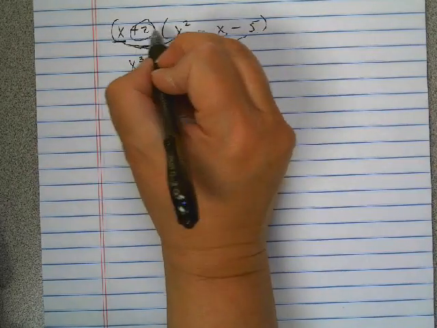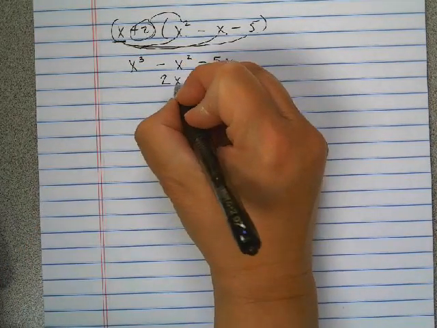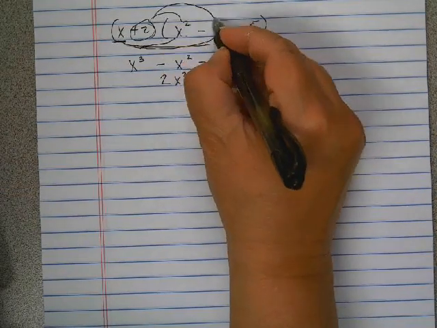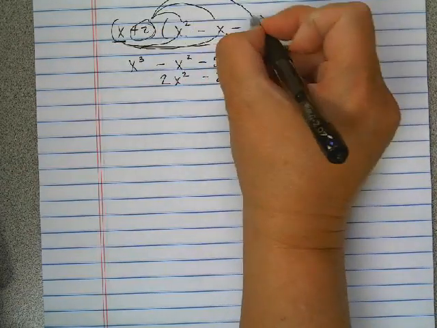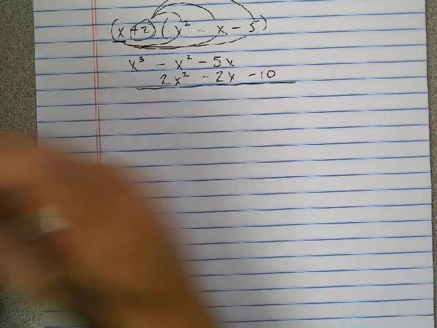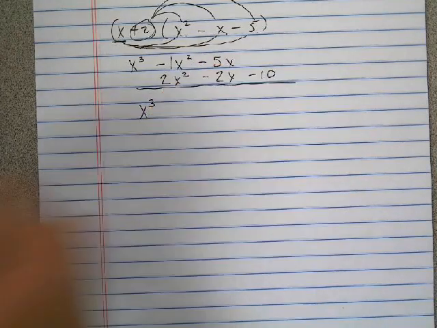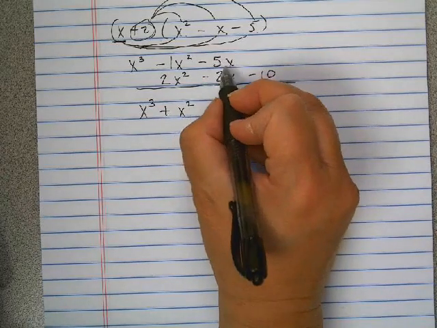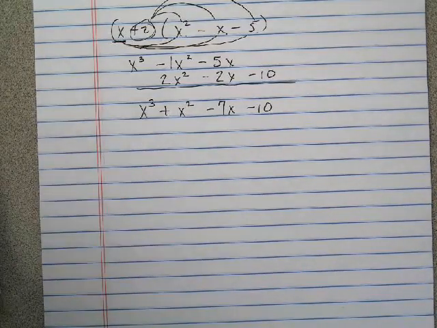Now I've got to take the 2 times everything. 2 times x squared is 2x squared. I'm going to put that underneath my other x squared term so that it makes it easier to add. Positive 2 times negative x is negative 2x. And then positive 2 times negative 5 is negative 10. So now I'm ready to add. I have x cubed. And then I have positive 2 and negative 1. When I add those together, I get positive 1x squared. I have negative 5 and negative 2. That's negative 7x minus 10.